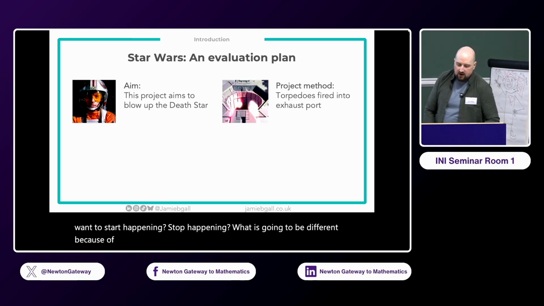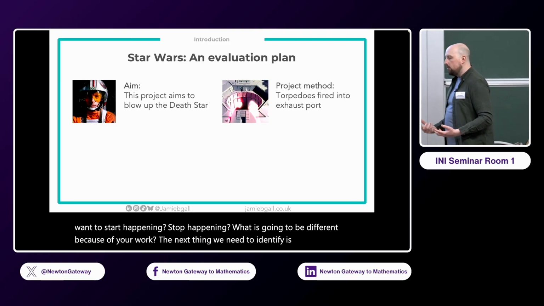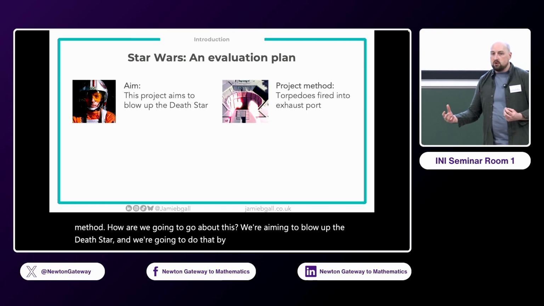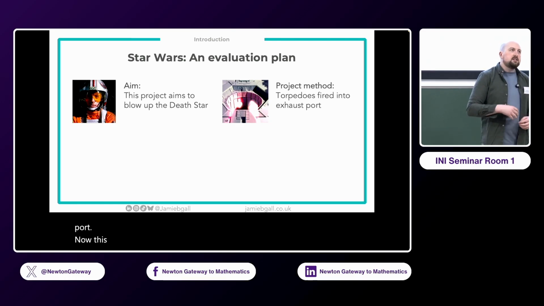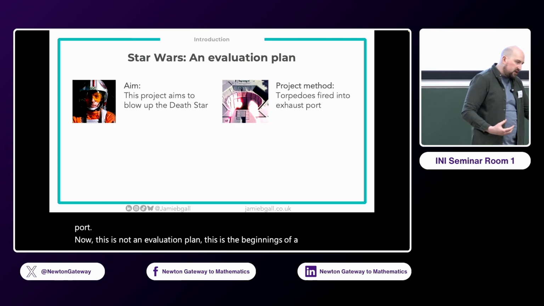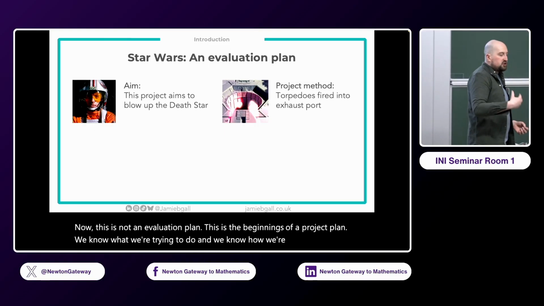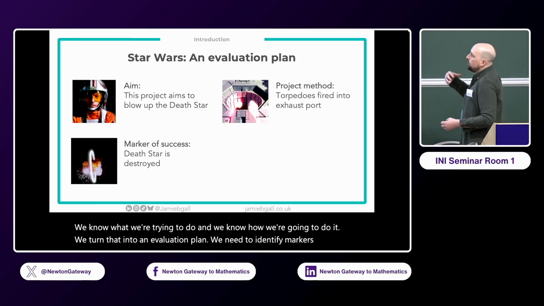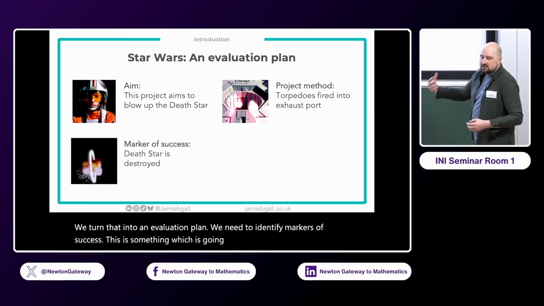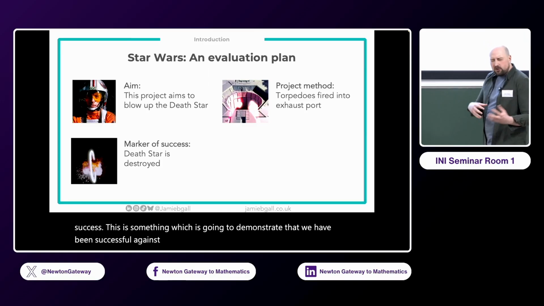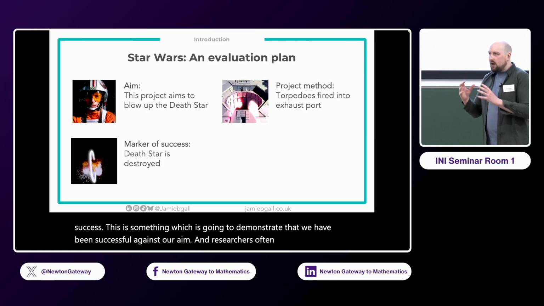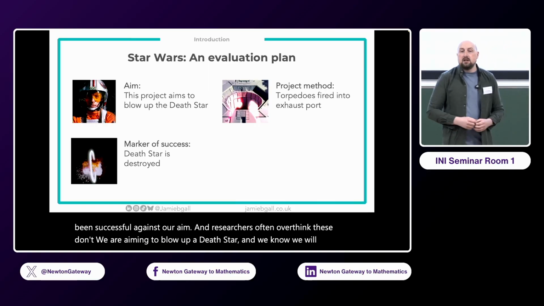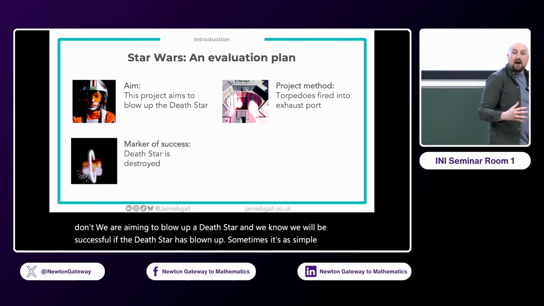The next thing we need to identify is a project method. How are we going to go about this? We're aiming to blow up the Death Star, and we're going to do that by firing torpedoes into the exhaust port. Now, this is not an evaluation plan. This is the beginnings of a project plan. We know what we're trying to do, and we know how we're going to do it. If we turn that into an evaluation plan, we need to identify markers of success. This is something which is going to demonstrate that we have been successful against our aim. Researchers often overthink these. Don't. We are aiming to blow up a Death Star, and we know we will be successful if the Death Star has blown up. Sometimes it's as simple as putting your aim into the past tense.